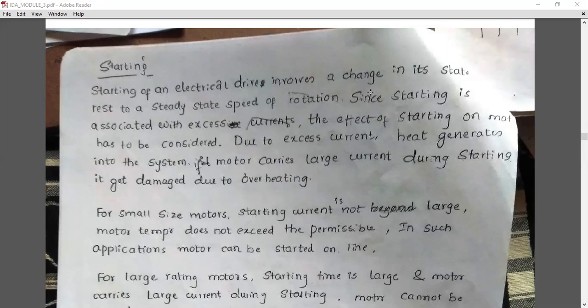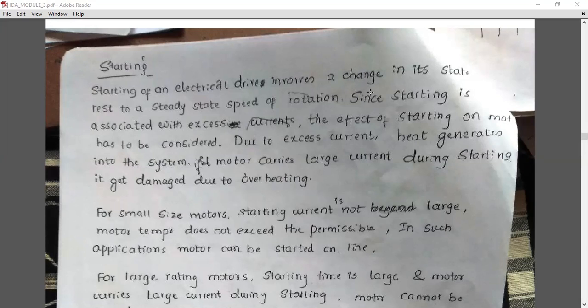That's why we need to reduce the starting current with some methods. Those methods are discussed here. How large is the current? It may be more than 2-3 times the rated value. That much high current will enter the system at the time of starting, so we have to limit the starting current.